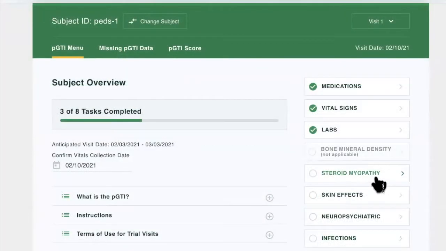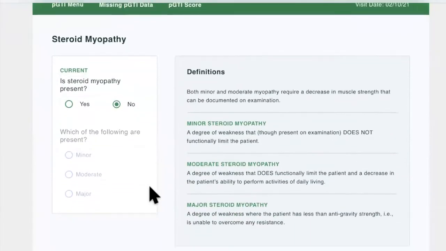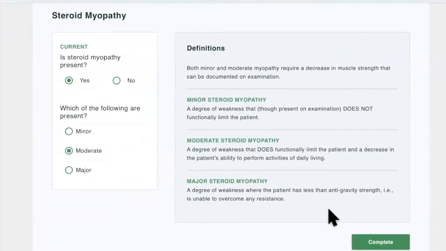With regard to steroid myopathy, the next domain, the patient does have a moderate steroid myopathy. Note that the definitions of minor, moderate, and major steroid myopathy are shown here.